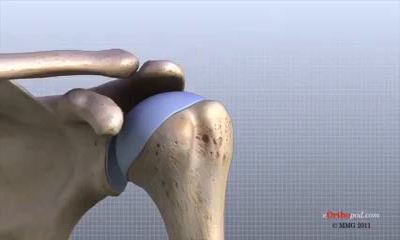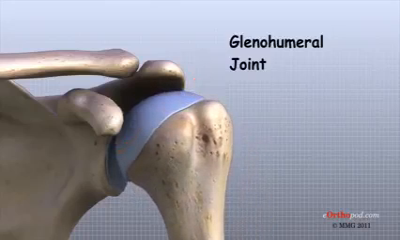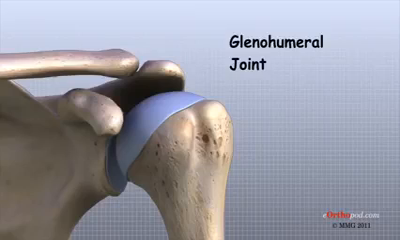There are actually 4 joints that make up the shoulder. The main shoulder joint, called the glenohumeral joint, is formed where the ball of the humerus fits into a shallow socket on the scapula. This shallow socket is called the glenoid.